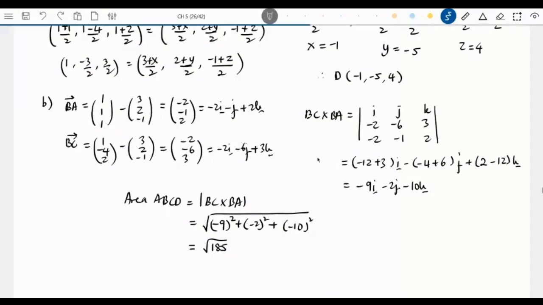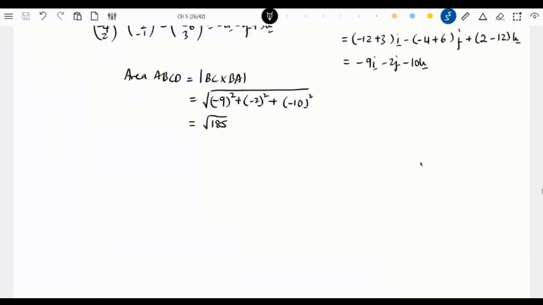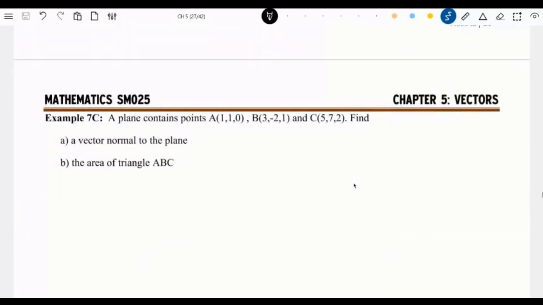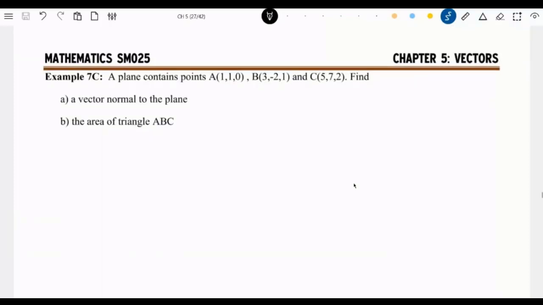And the exercise 7 will be your exercise attendance for today as well. And then the rest we continue on the next lesson. Okay. So 7C. So a plane contain points A, B and C. So find the normal vector to the plane and find the area triangle ABC. So sama juga macam tadi saya cakap, whenever we see normal, it means it's perpendicular. So dia mesti encounter dengan cross product.